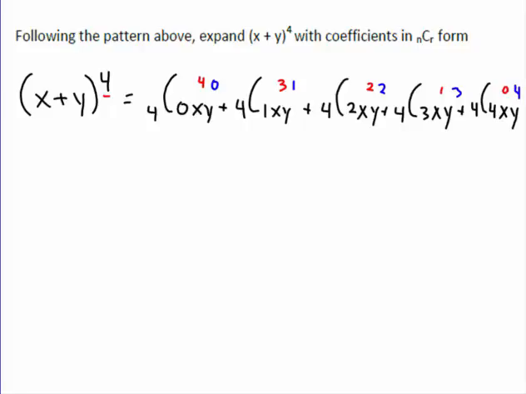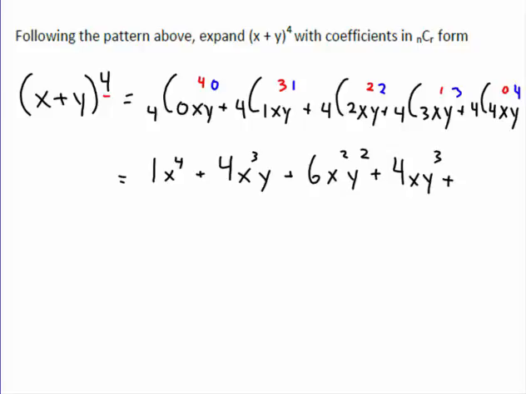Now, it looks a little messy right now, but what this allows us to do is actually do an expansion of a binomial with a high degree relatively quickly. 4C0 is 1, x to the 4, y to the 0 is just 1, so it's going to disappear, plus 4C1 is 4, x cubed, y to the 1, we don't need to write the 1 in. 4C2 is 6, x squared, y squared. 4C3 is 4, x, y cubed, plus 4C4 is 1, y to the 4.